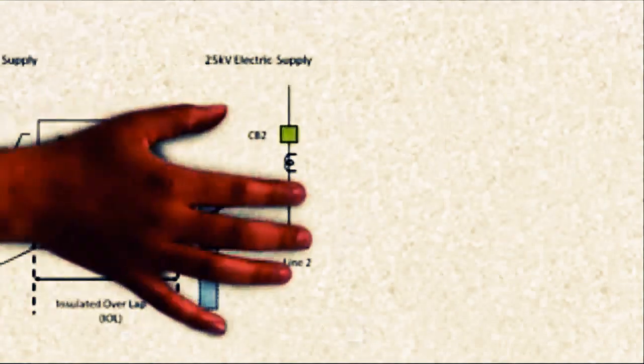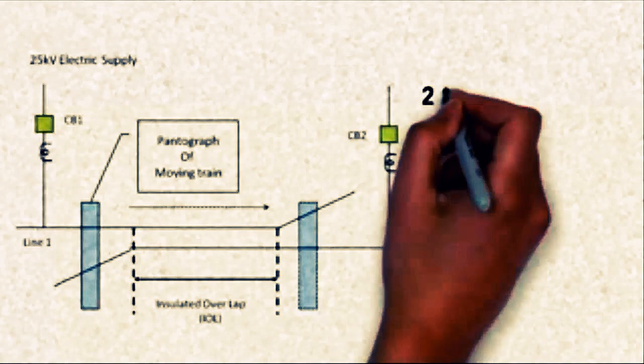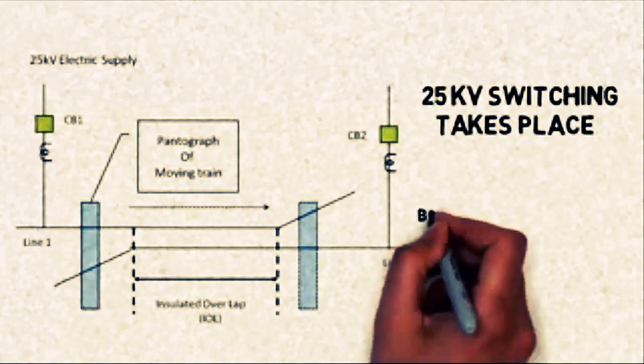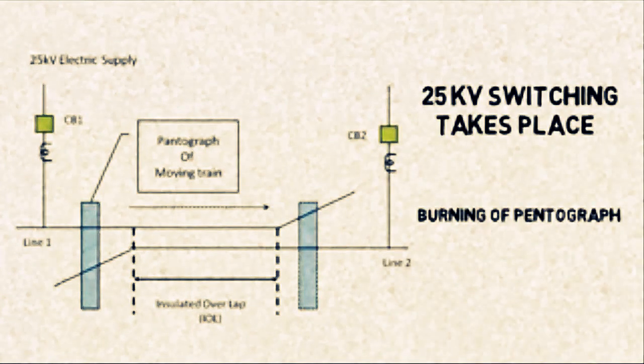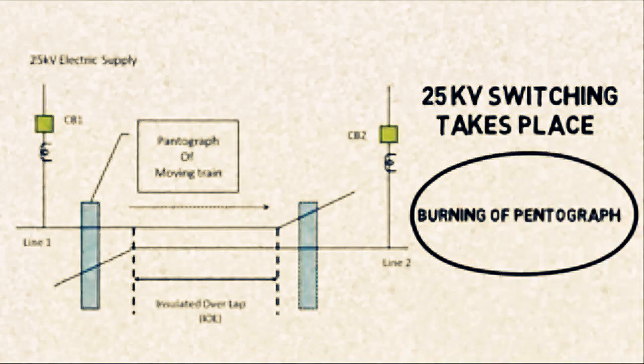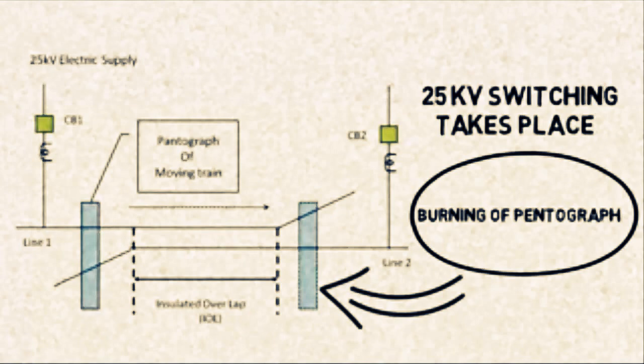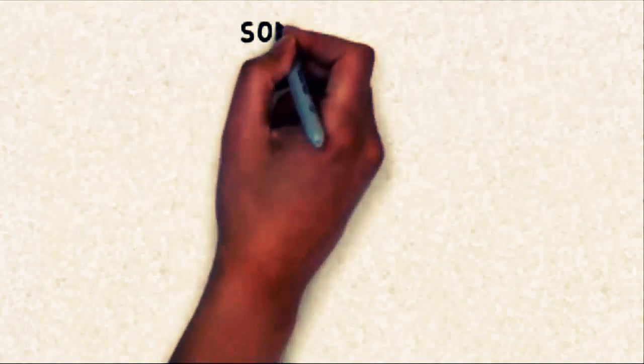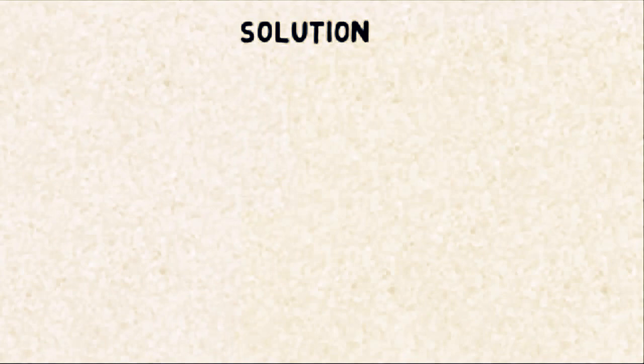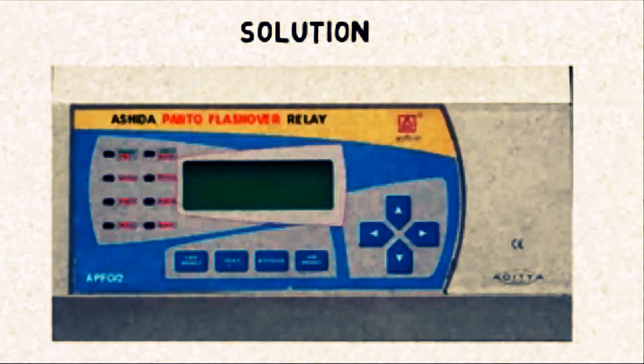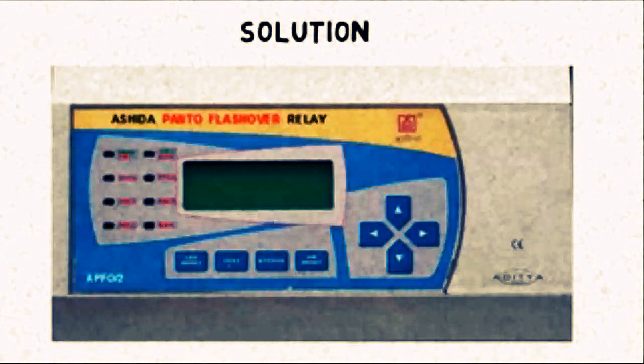The extent of damage is totally dependent upon the intensity of the current drawn by the locomotive, and in most cases it leads to burning of the pantograph, because of which the train may stop at a position which can possibly be far from the station. Also, the damage caused is mechanical and takes a considerable time for repair. But this isn't a problem without a solution. The solution for this problem is using a panto flashover relay, which is designed to identify such a situation and trip the feeder circuit connected to the live section of the overlap.